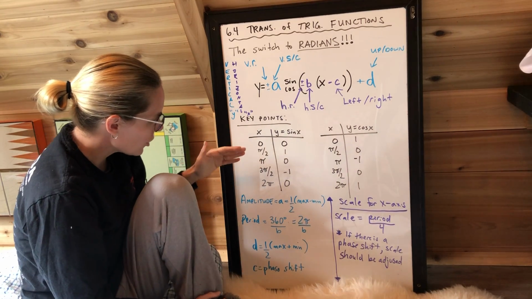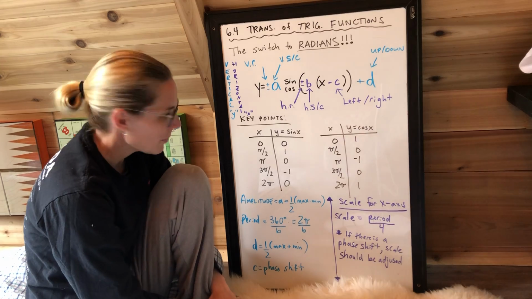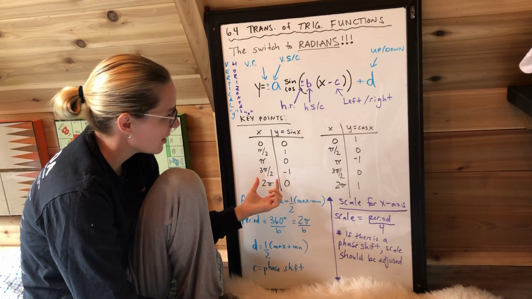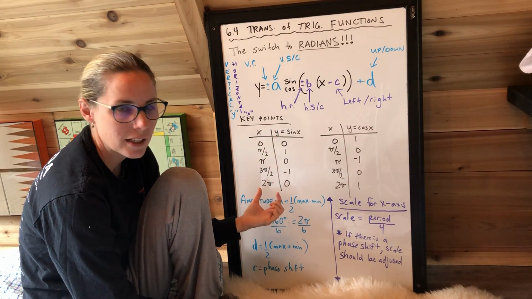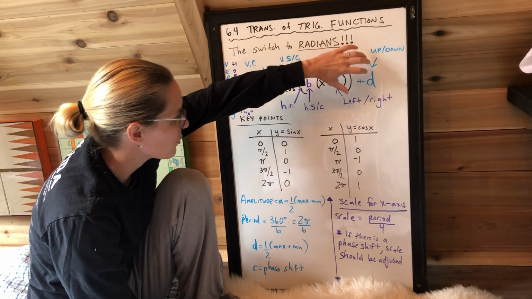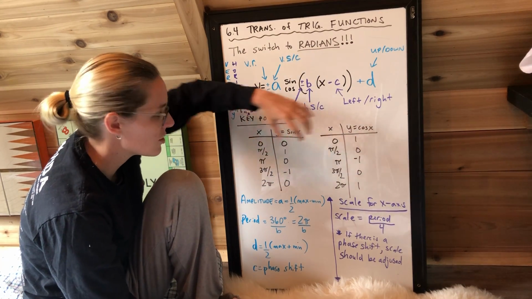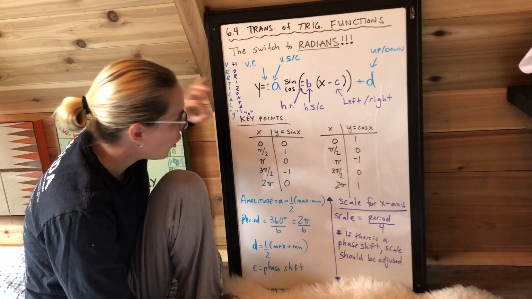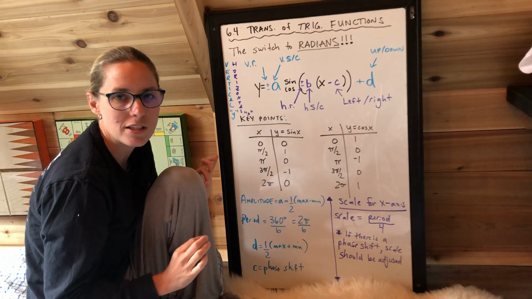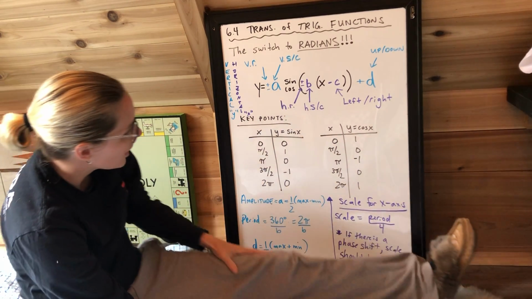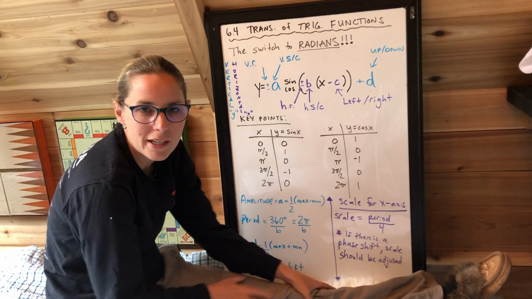Okay. The other thing I'm sort of known for going over is key points. If you have a set of points that establish what your graph originally looked like, you're going to base all your transformations off of these two sets of key points. These are the same key points I used in grade 11, but all I have done is switch them from degrees to radians.